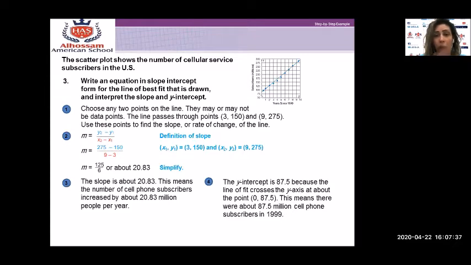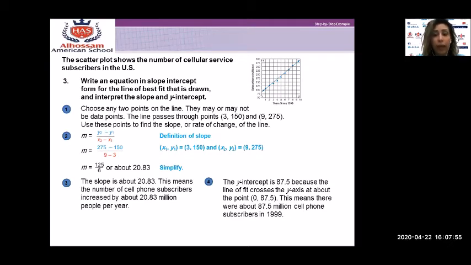Approximately it's 87.5 because, as you see here in the graph, it's between 75 and 100. So the y-intercept is 87.5. This is the y-intercept.